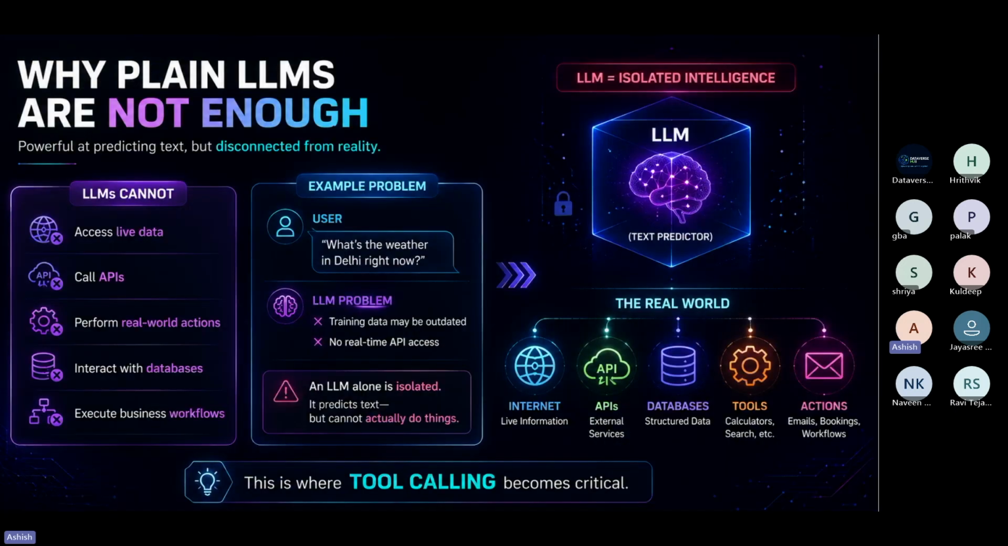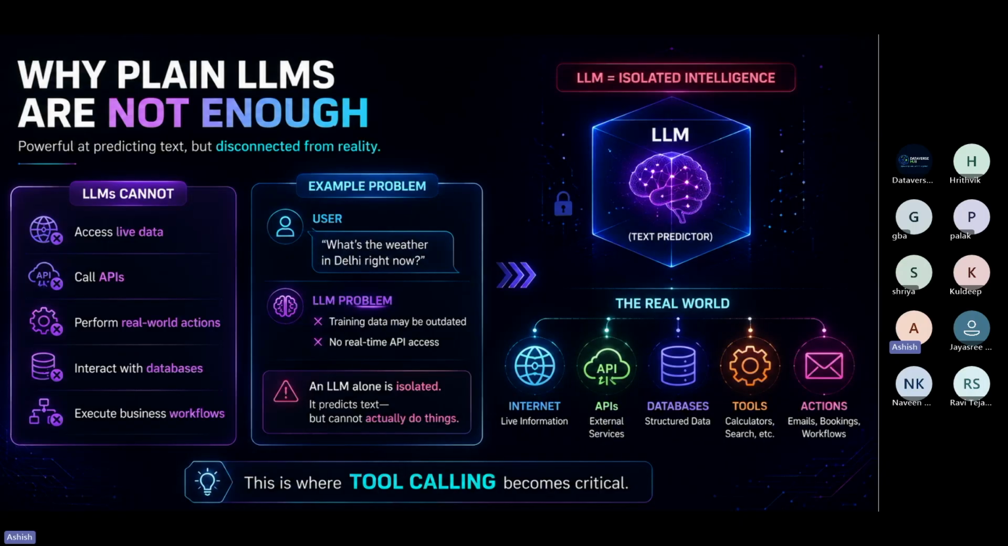So now the question is, why do we need these systems? Why do we need AI to take action on behalf of us? The answer is simple. An LLM alone is isolated. It predicts the text, but it cannot actually do things for you.